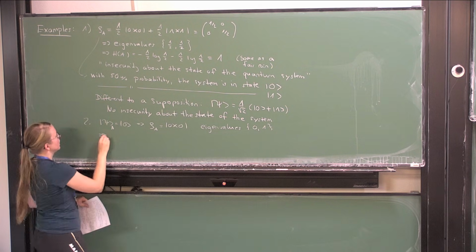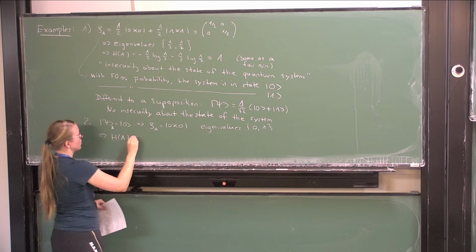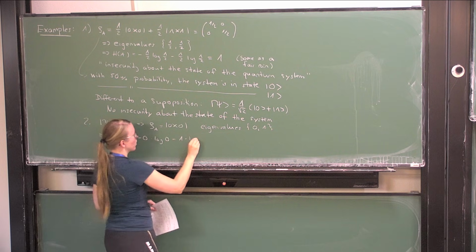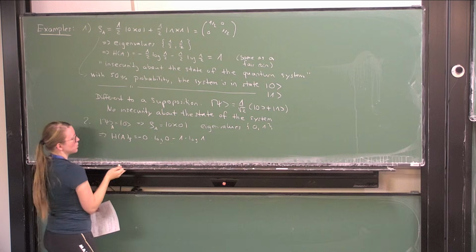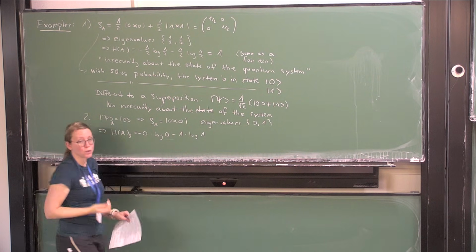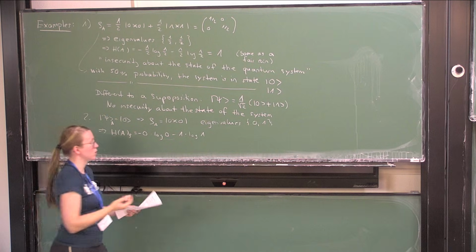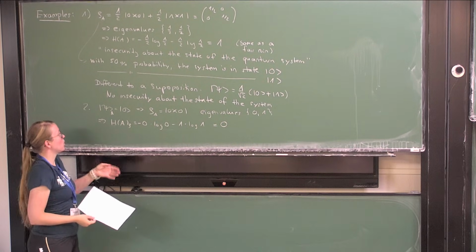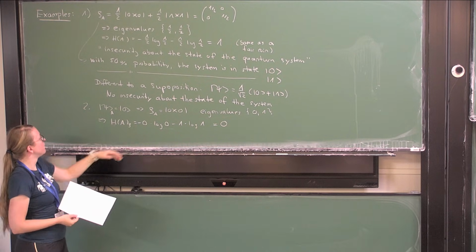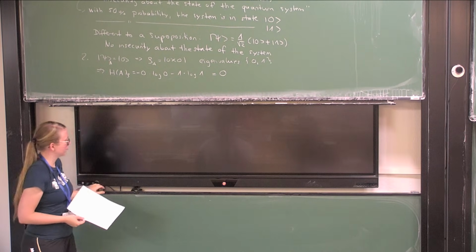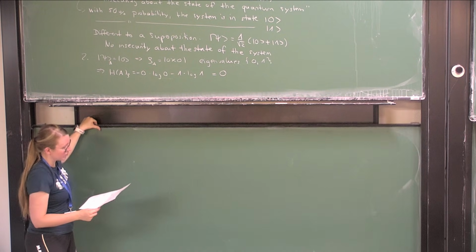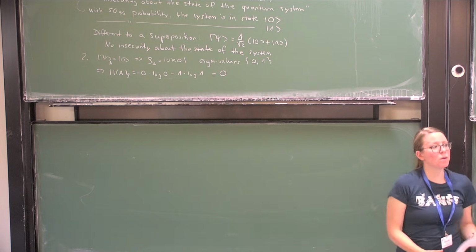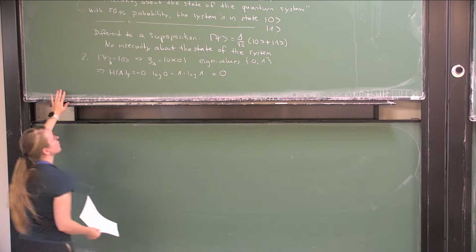So for the entropy, we get 0 times log 0 minus 1 times log 1. The first term contributes 0, and the second term also contributes 0 because the logarithm of 1 is 0. So this thing is 0. There's no insecurity about the system in this case. This shows that if I have a pure state, the entropy will always be 0, no matter what state it is.